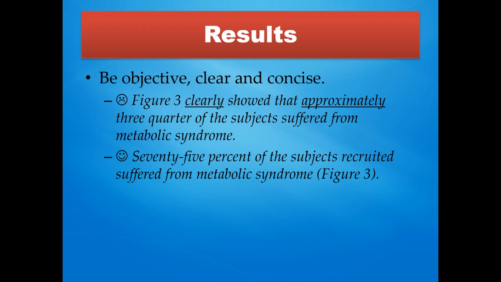For example, Figure 3 clearly showed that approximately 3/4 of subjects suffer from Prader-Willi syndrome. So I highlight the words clearly and approximately because they are adjectives, and you should avoid them in your results. So a better way of writing this sentence should be: 75% of subjects recruited suffer from Prader-Willi syndrome. Okay, it could be 75.5 to 75.6, but we prefer the exact number rather than the approximate 3/4.